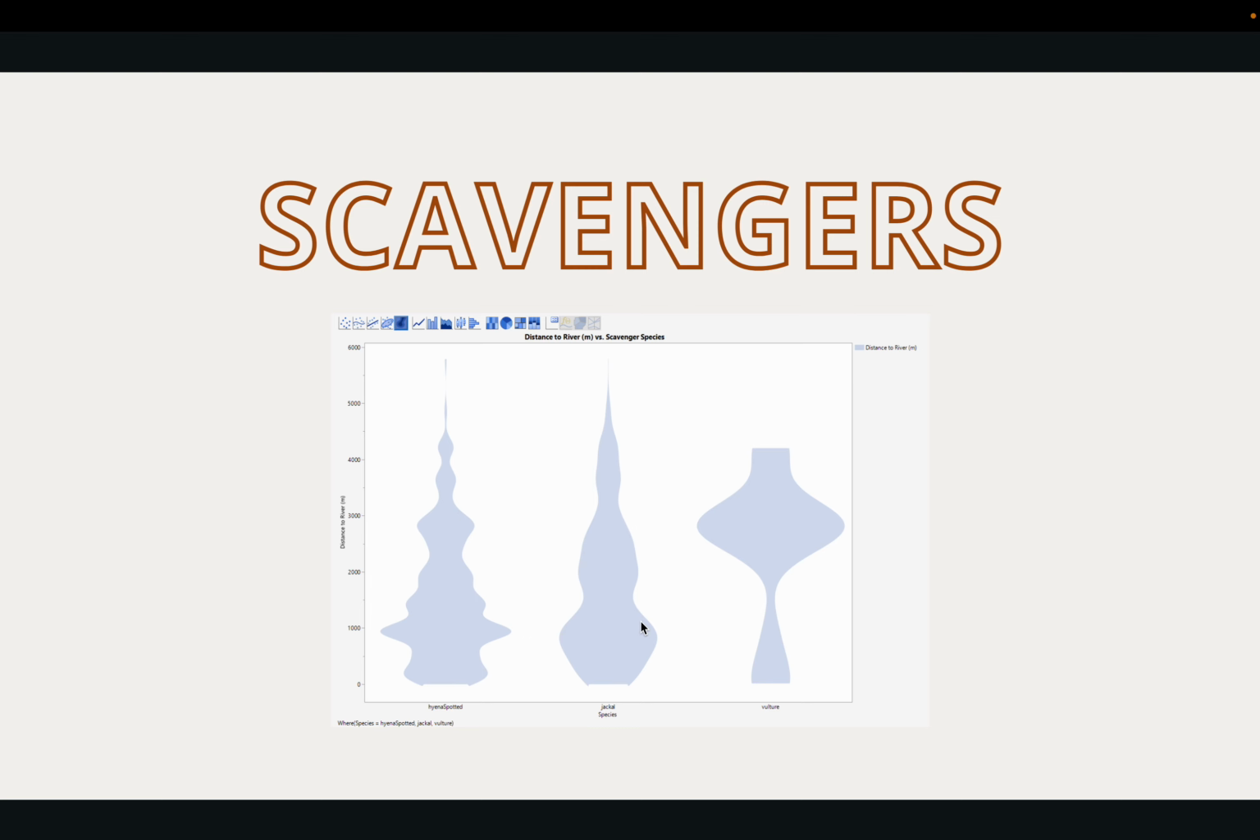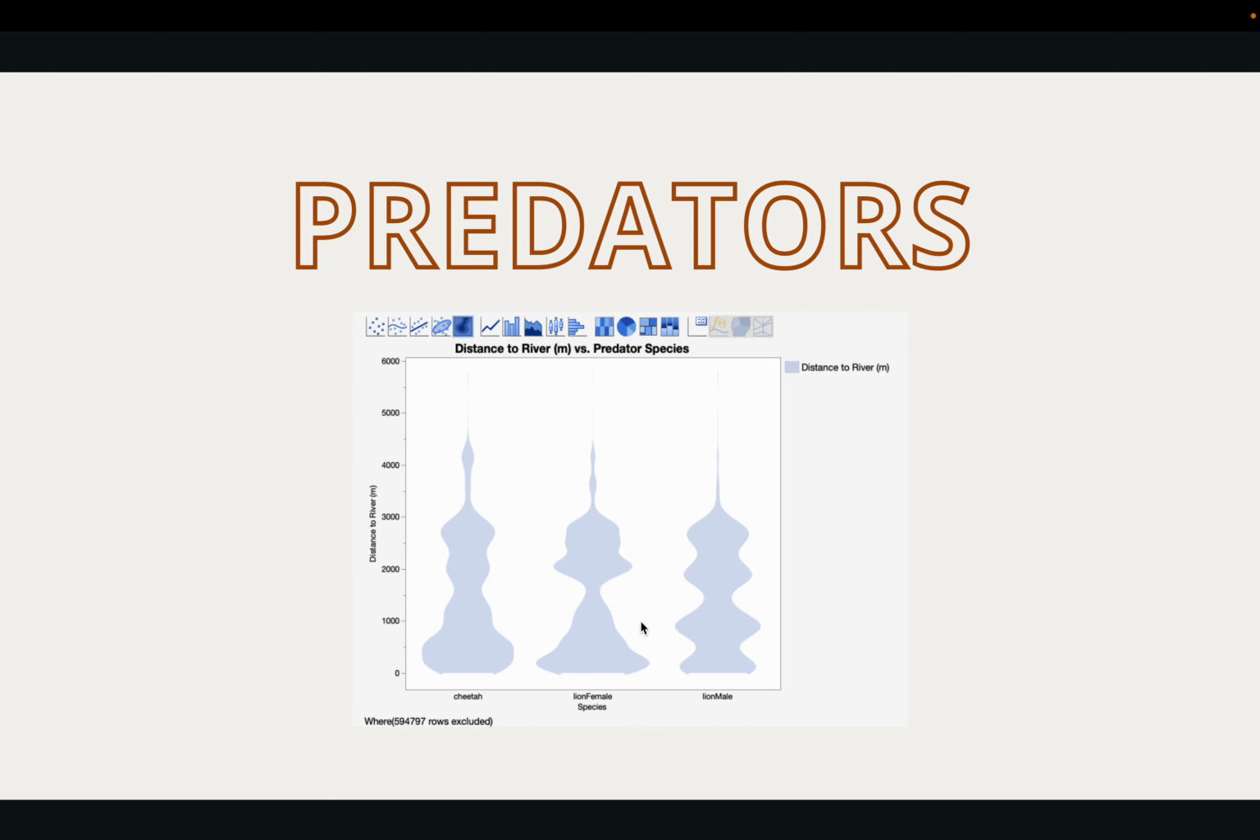This graph represents the data found of the scavengers, the jackal, spotted hyena, and vultures. Again, the y-axis represents the distance to the river, 0 to 6,000 meters, and the species is on the x-axis. Finally, this graph shows the distance away from the river, 0 to 6,000 meters on the y-axis, and the species, cheetah, lion male, and lion female on the x-axis.